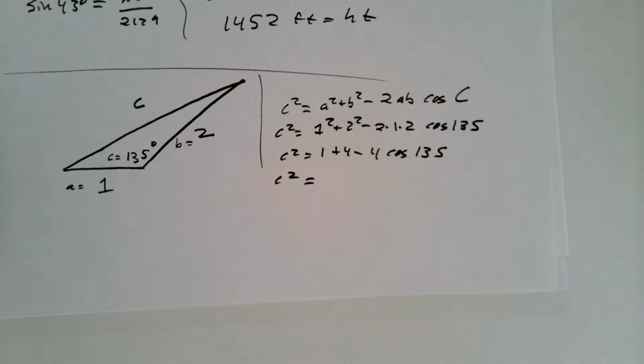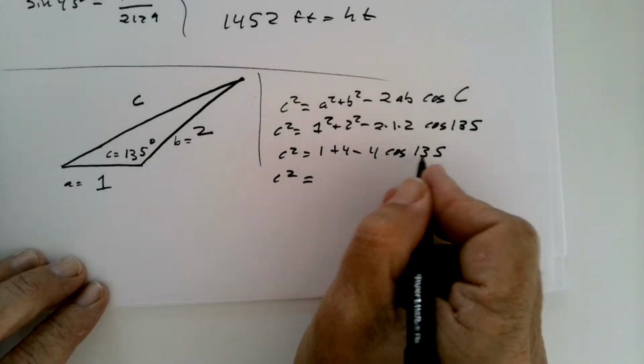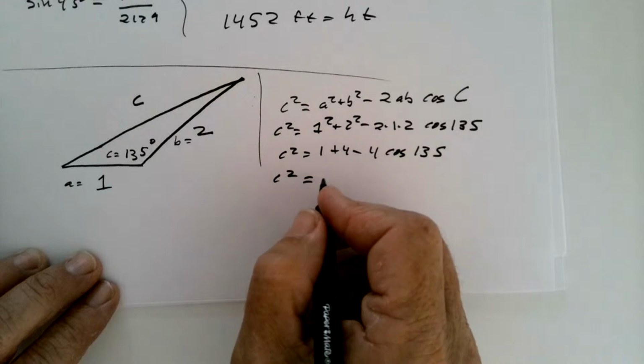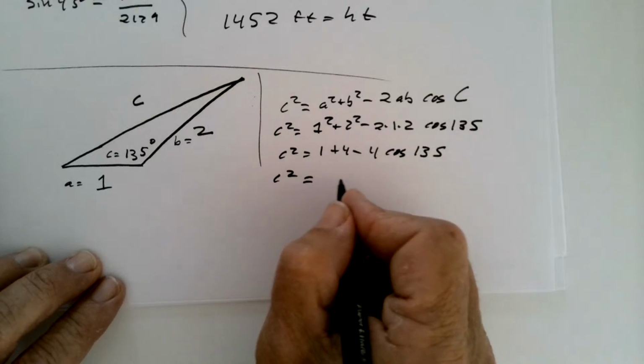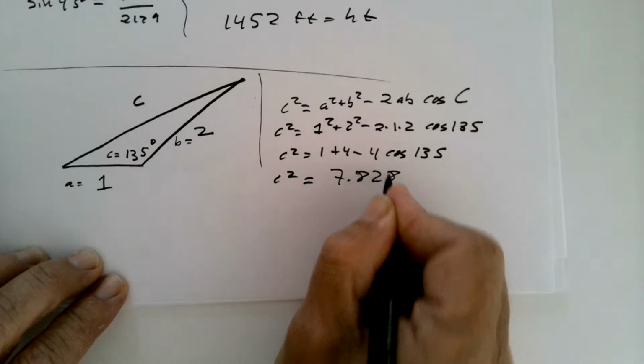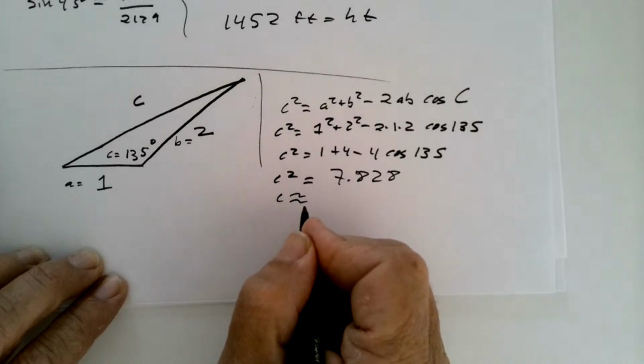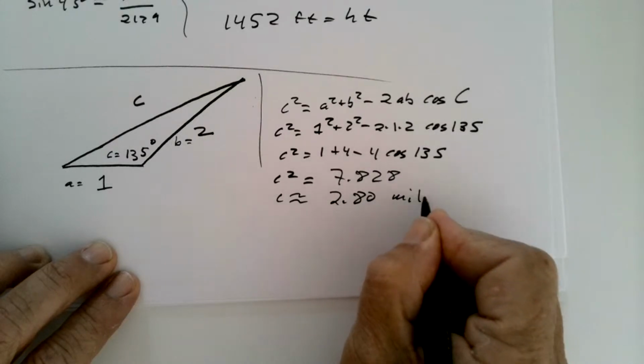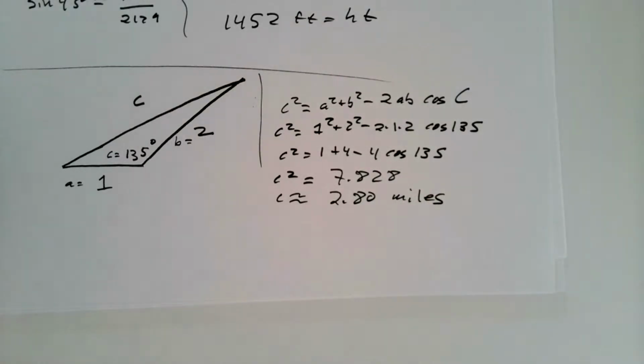We get 1 plus 4 is 5. 5 minus 4 times cos 135. Hit that with the square root. We get about 2.798 miles total. So I mean, you could get an exact answer here because we know what cos 135 is. But just to keep it simple, C squared is about 7.828. So C is approximately 2.798 or 2.80 miles. But again, you could get an exact answer if you were so interested in that.